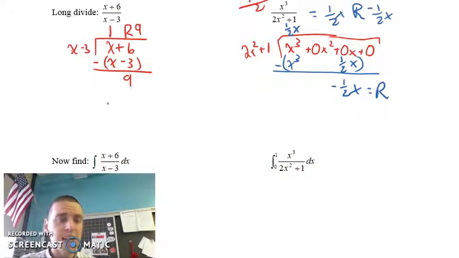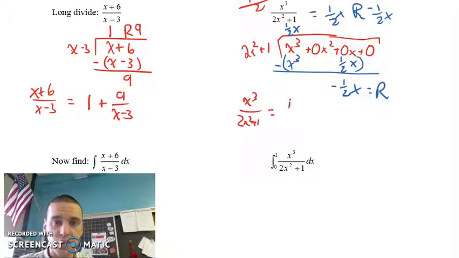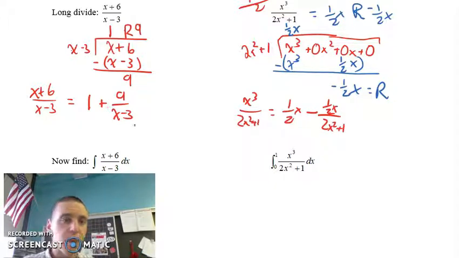So what was the idea of doing this? Well, what I did not do, and I should have, is written out what that equals. So we know (x plus 6) over (x minus 3) equals, and if you remember from Algebra 2, we're going to get 1 plus the remainder over x minus 3. Or in this case, x cubed over 2x squared plus 1 equals (1/2 x minus 1/2 x) all over 2x squared plus 1. Now, why do we do this?